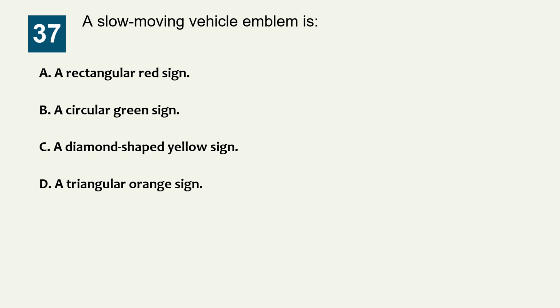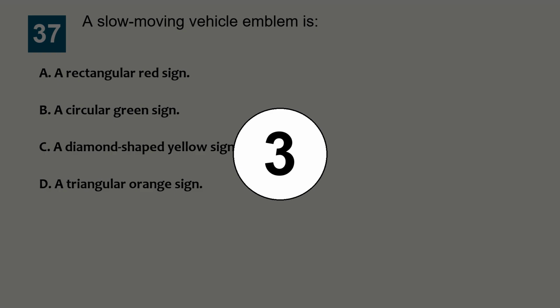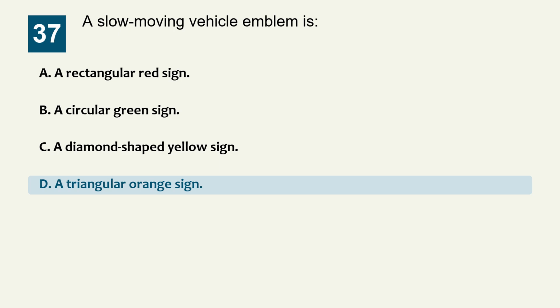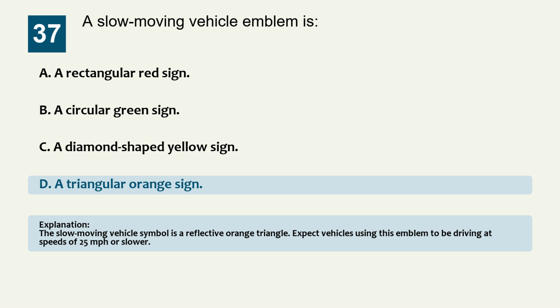A rectangular red sign. Option B. A circular green sign. Option C. A diamond-shaped yellow sign. Option D. A triangular orange sign. The correct answer is option D. A triangular orange sign. Explanation. The slow-moving vehicle symbol is a reflective orange triangle. Expect vehicles using this emblem to be driving at speeds of 25 miles per hour or slower.